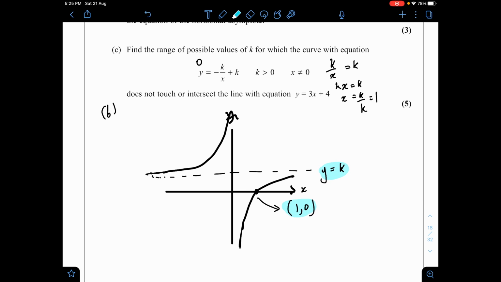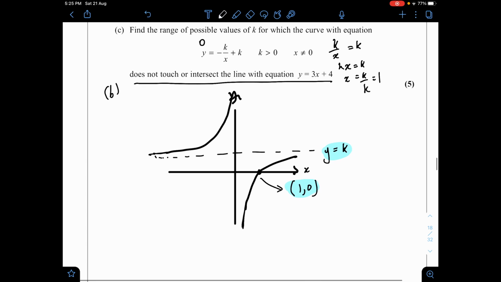Alright. Part C. Find the range of possible values of k for which the curve does not touch or intersect with this line. Whenever you see the question does not touch or intersect, when they talk of intersection in terms of graphs, we always need to think of whether I'm going to get a discriminant at the end or not. So let's see what we get here.